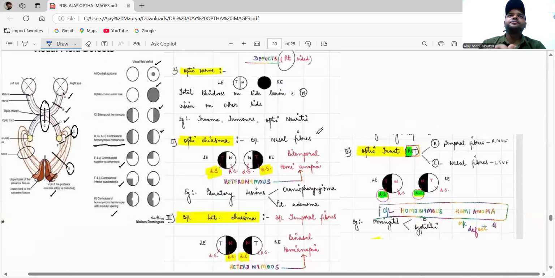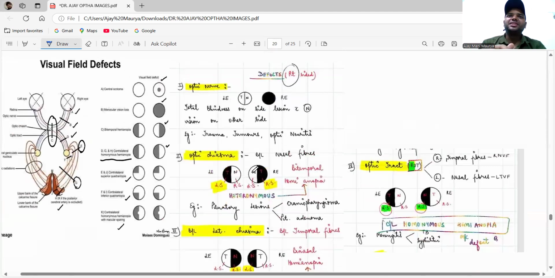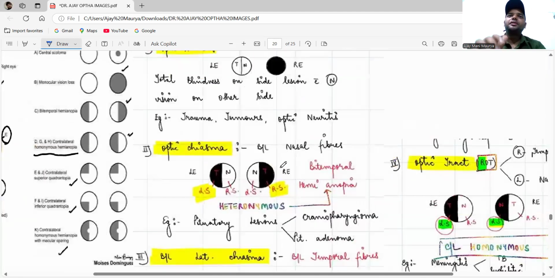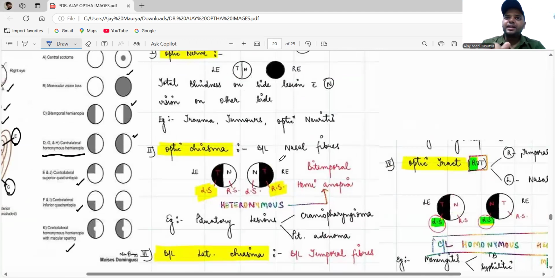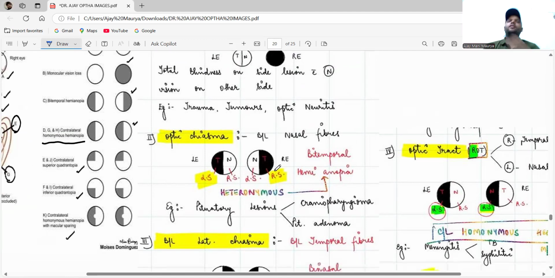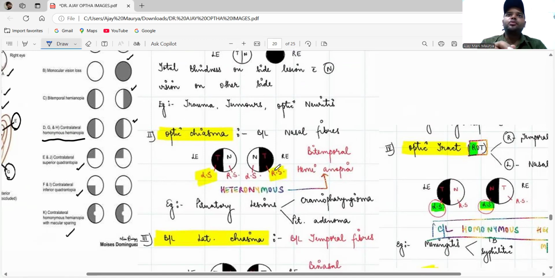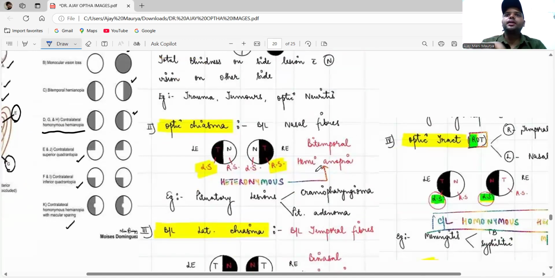If you get this image, guys, this is the bilateral nasal fibers. Bilateral nasal fibers remain normal, and the temporals get affected. So this is bitemporal hemianopia, the heteronymous type. An example is seen in pituitary lesions like craniopharyngioma and adenoma, guys.